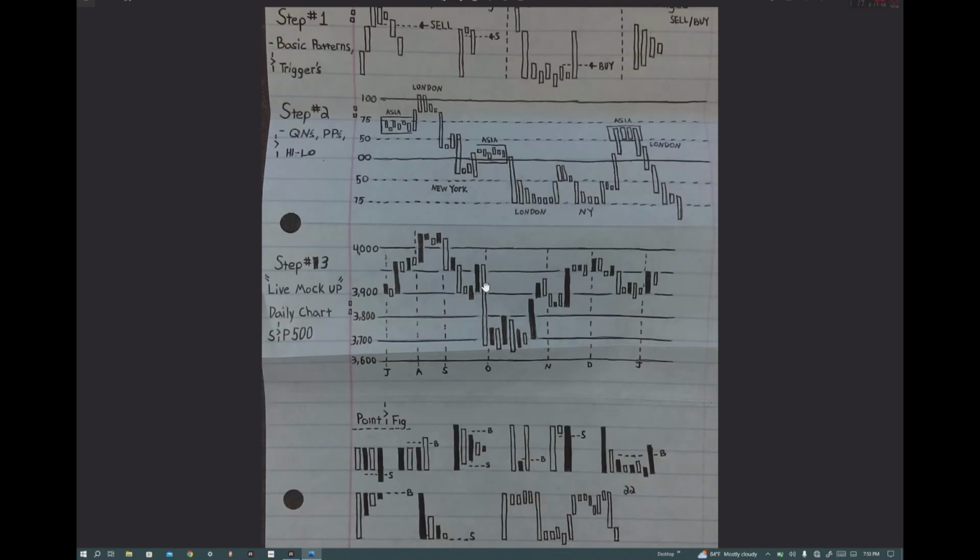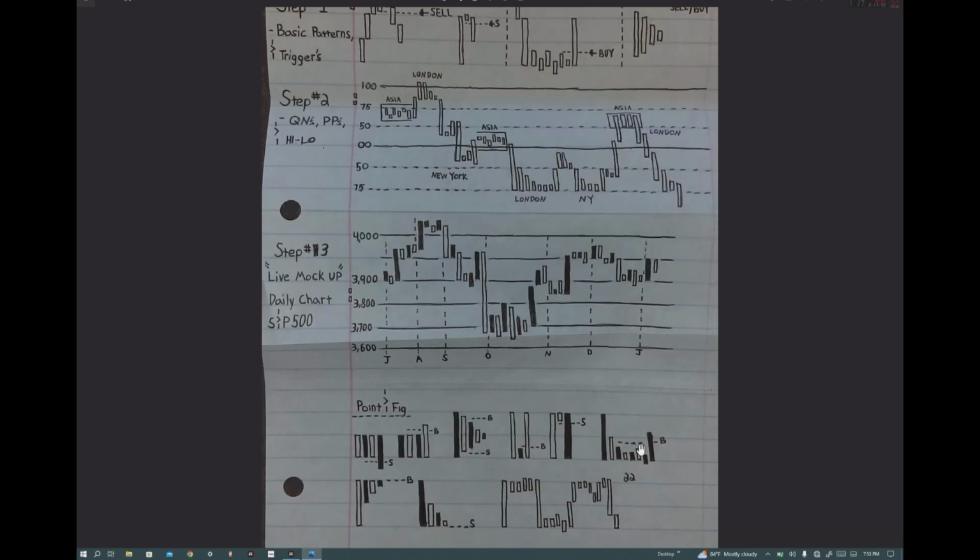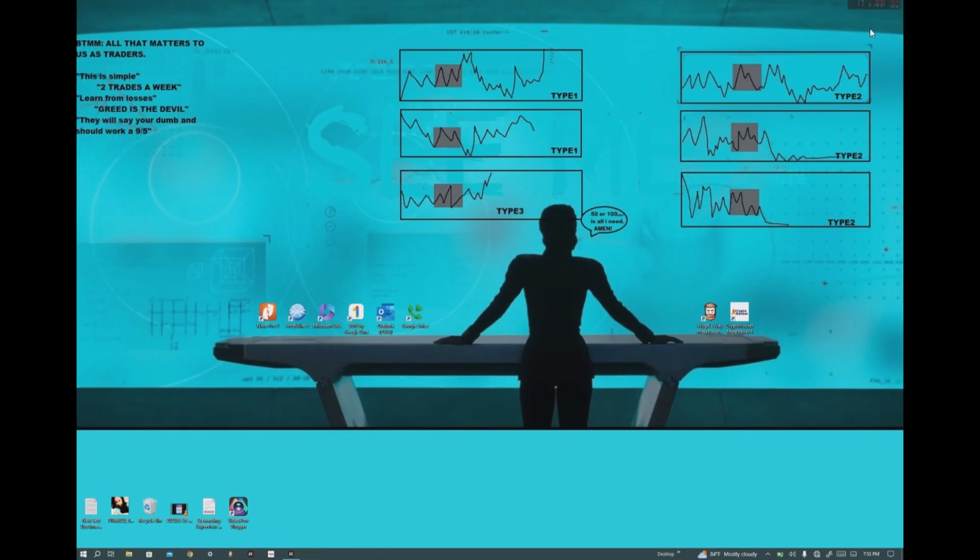So take the time to look at these patterns. I don't like them. I'm stuck with my point and figure charts, because why? They show the consolidation, and that's that. So again, this is what we're going to do.